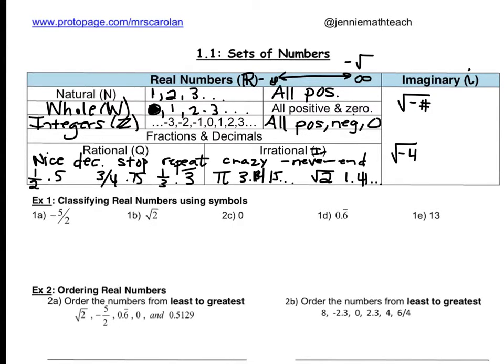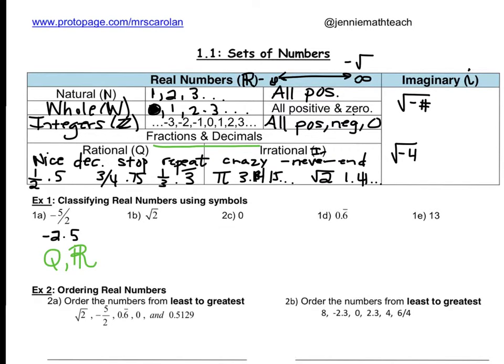So let's use that info to classify these numbers. Negative 5 divided by 2, if we type that in a calculator, it's negative 2.5. So since we have a fraction with a decimal, I'm automatically looking in one of these two sections, rational or irrational. That decimal is 0.5, it's a nice one, so it's a rational number. And the number negative 2.5 can also be found on the number line. It's not an imaginary number, so it's real.